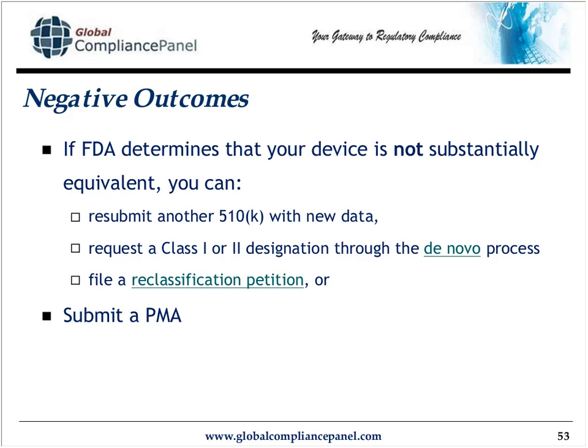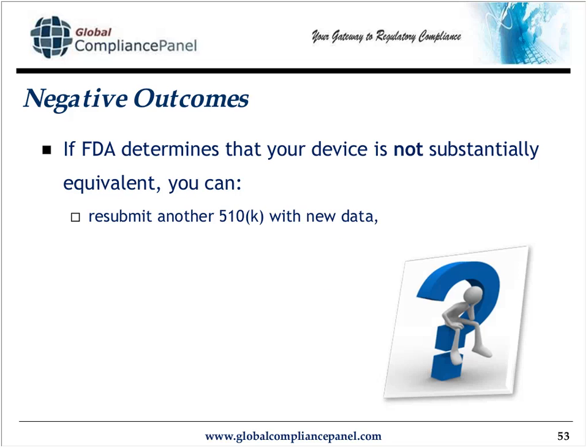That's similar to the Class 1 or 2 designation, but in this case, I'm changing my device classification, my 3-letter pro code. Or I can realize that the reason I didn't get my 510K is because my device requires a pre-market approval submission, and I'm going to submit a PMA.